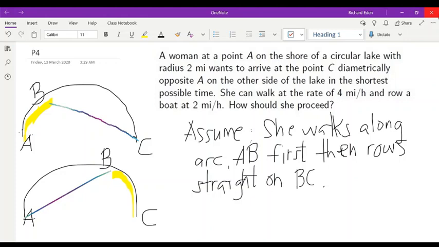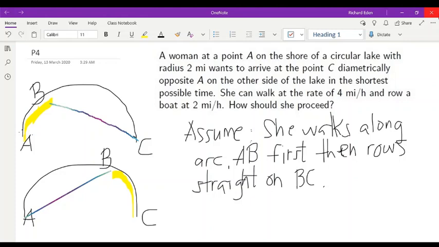How should she proceed? Of course, it's natural that you'd be faster along the arc of the circle because you'd be on ground as opposed to rowing a boat. So you'd be slower there, 2 miles per hour. A and C are on opposite sides of a particular diameter. So for the two figures you see here, I didn't see any need to draw the entire circle.